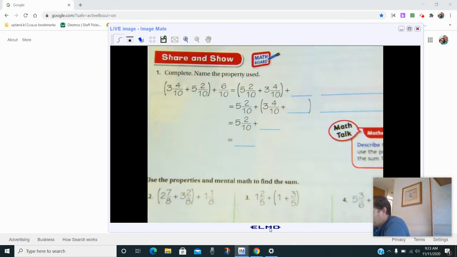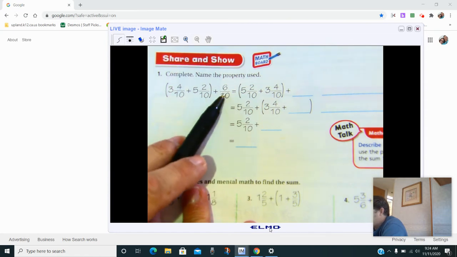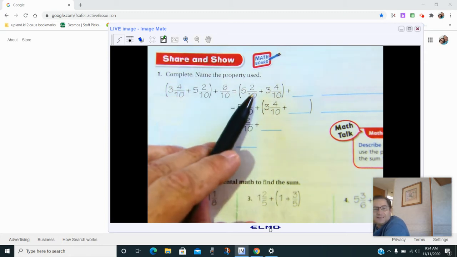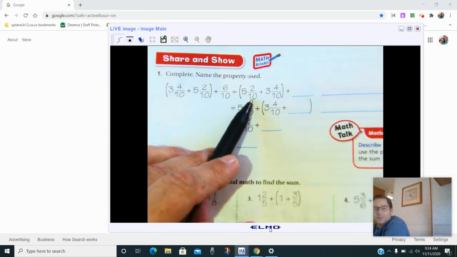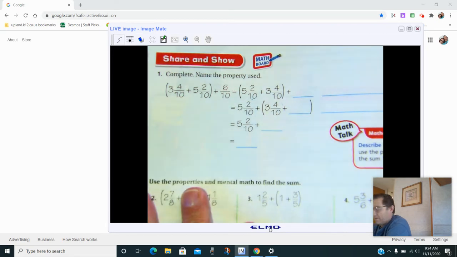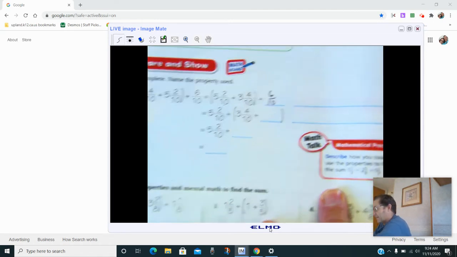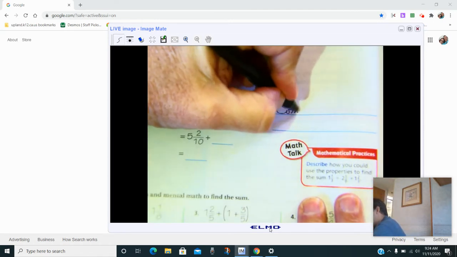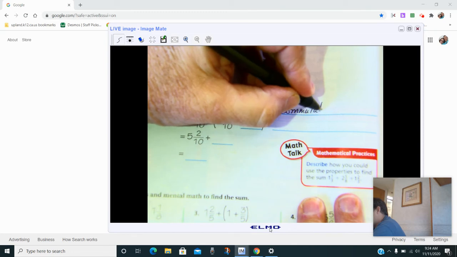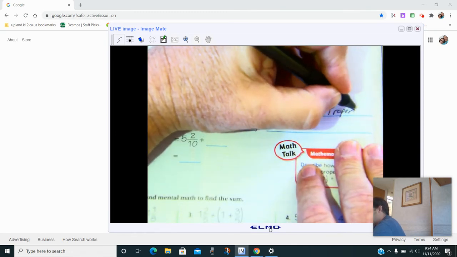Name the property used. All right, so I'm looking here. We have 3 and 4/10, 5 and 2/10, and 6/10. On the other side, I see that now 5 and 2/10 comes first, and 3 and 4/10 second. So they changed the order of that. So we're going to put 6/10 there, and that step was the commutative property of addition.